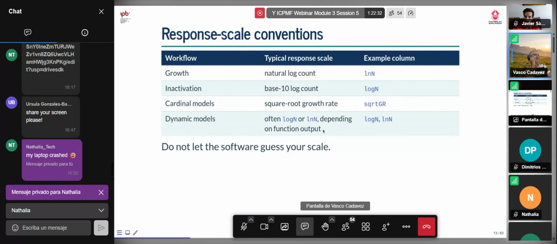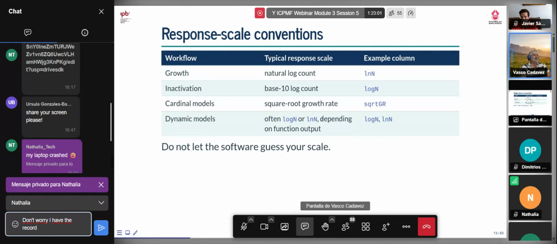Okay, so it's important to know that our functions are in time of response. For growth models we use the natural logarithm scale. For the inactivation we use log10, because the models are more or less prepared to do this. And for the cardinal models, I believe you already know, we need to model the square root of the growth rate. For the dynamic models, it will depend.